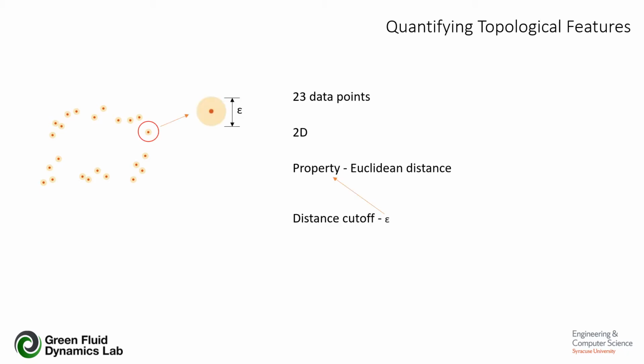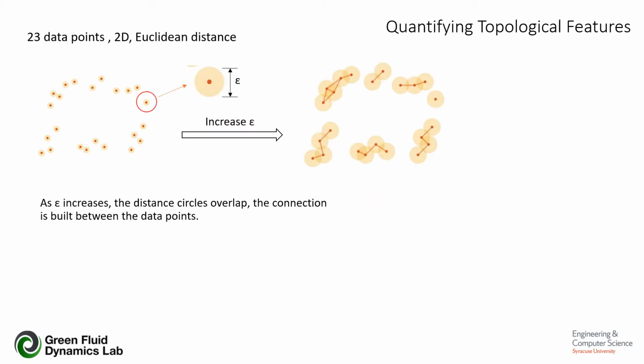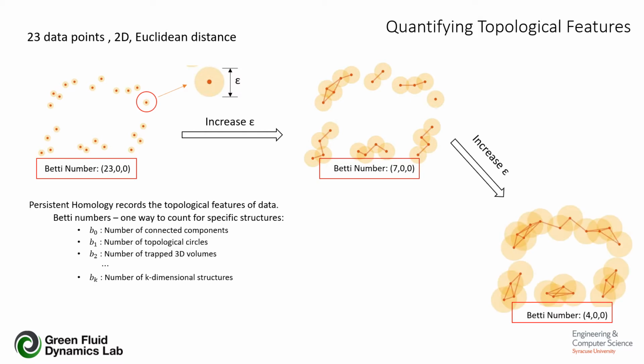Then I need to introduce a parameter epsilon called the distance cutoff. As shown here, we could choose a random value for epsilon and use it as the diameter to draw a circle around each data point. As we increase the epsilon value, we can see that the circles start to overlap with each other. And here we see that connections are created between these data points. As we keep increasing epsilon, more points get connected to each other.